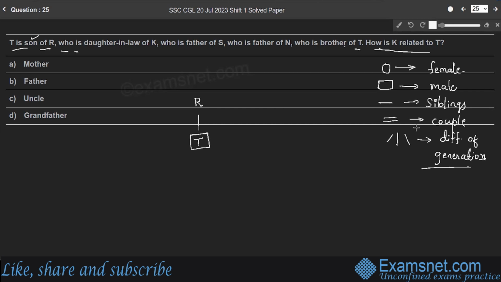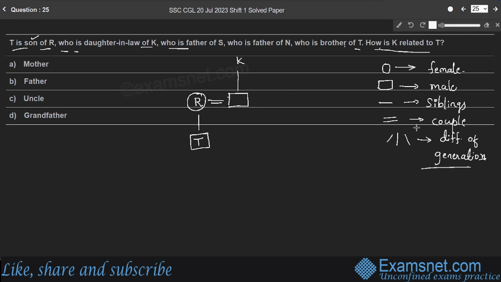Then R, who is daughter-in-law of K. That means R is married to somebody where R is daughter-in-law. Therefore, R is a female. So, R is married to some person, right? Whose parent is K. Therefore, R is daughter-in-law of K.